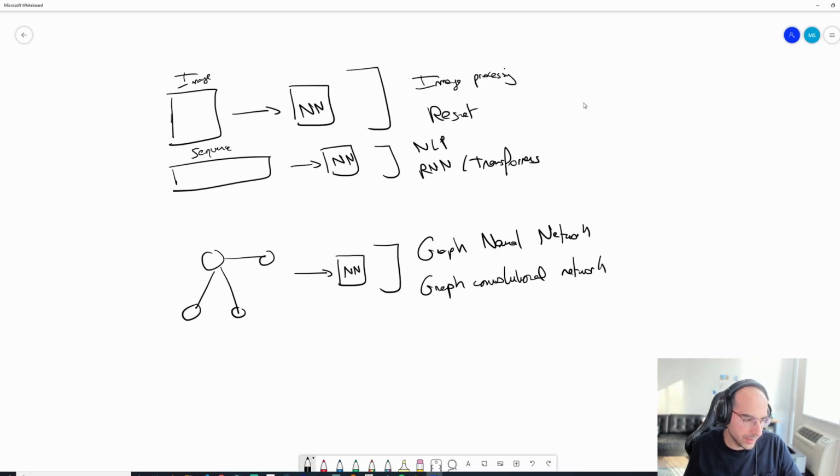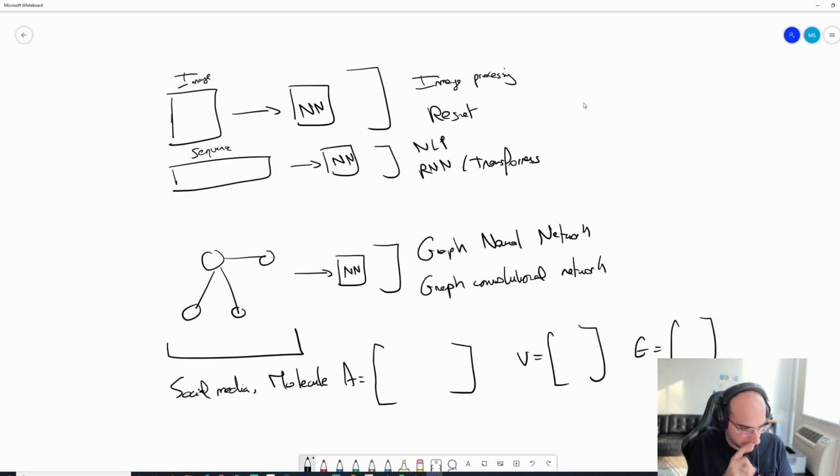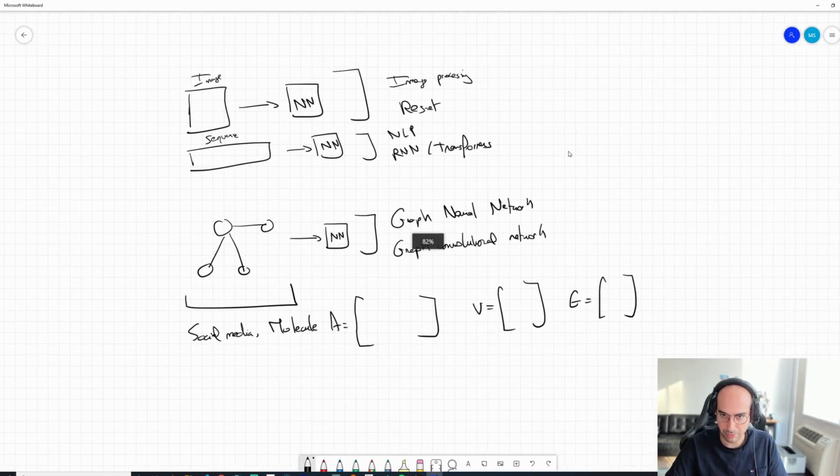So this graph can be a whole bunch of stuff. It could be social media, or it could be a molecule. And these are all settings in which we're given the graph. By given the graph, I mean you're given the graph as some form of adjacency matrix, and then you have some node-level features and some edge-level features. This is how the problem is typically formulated.